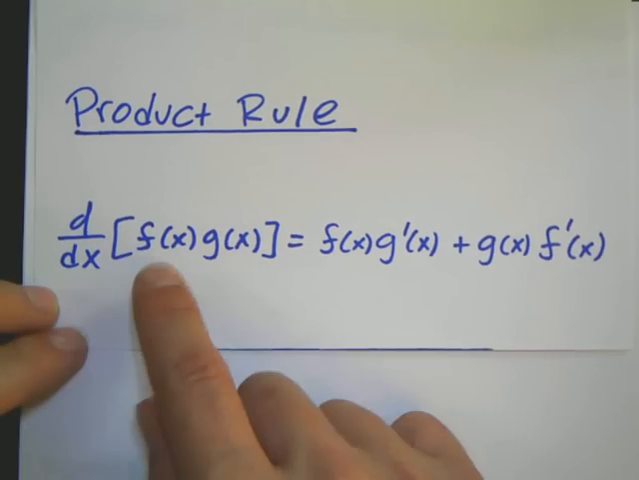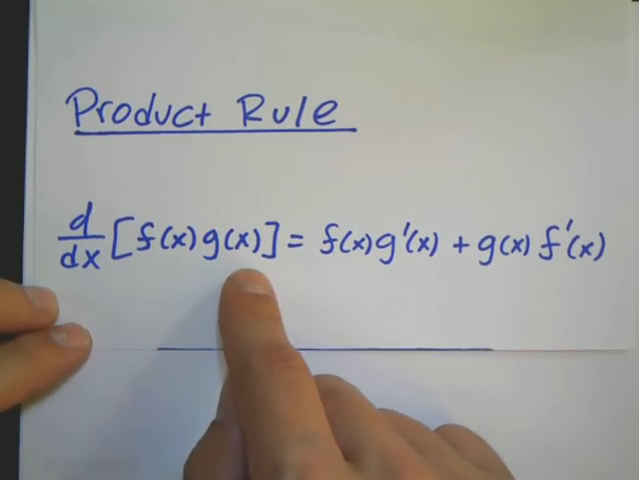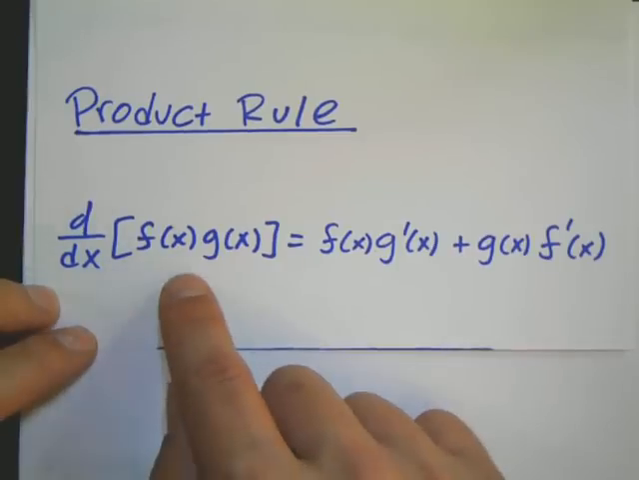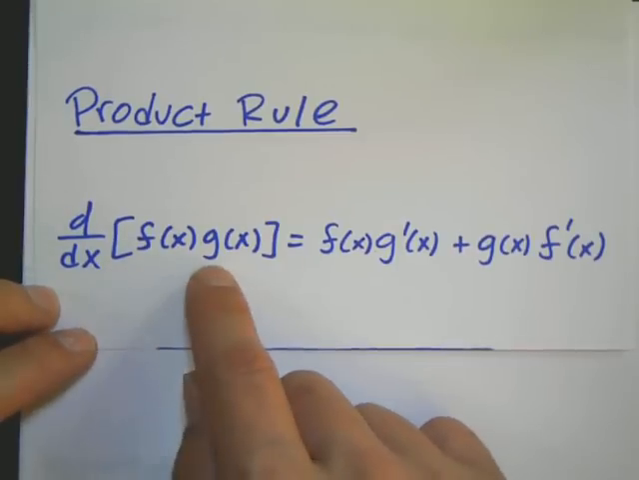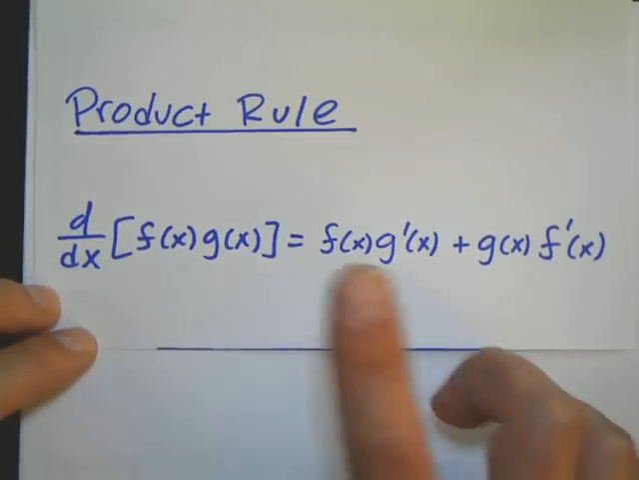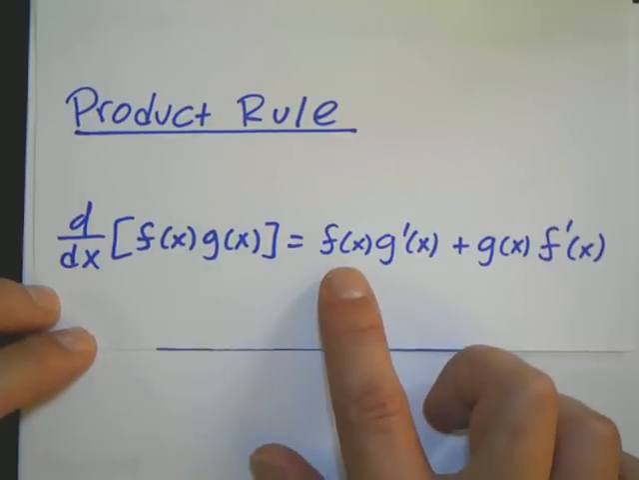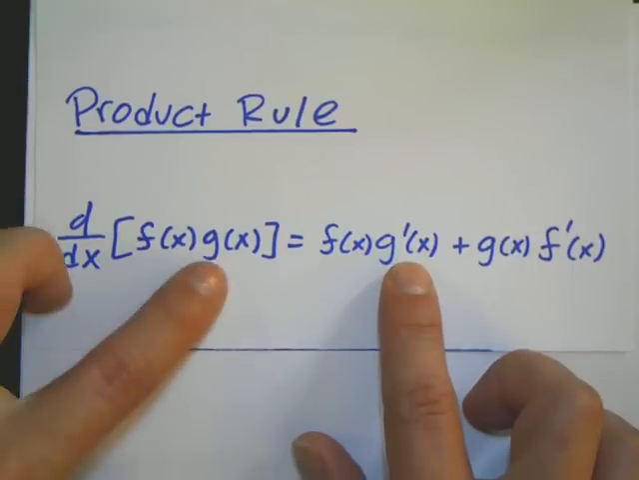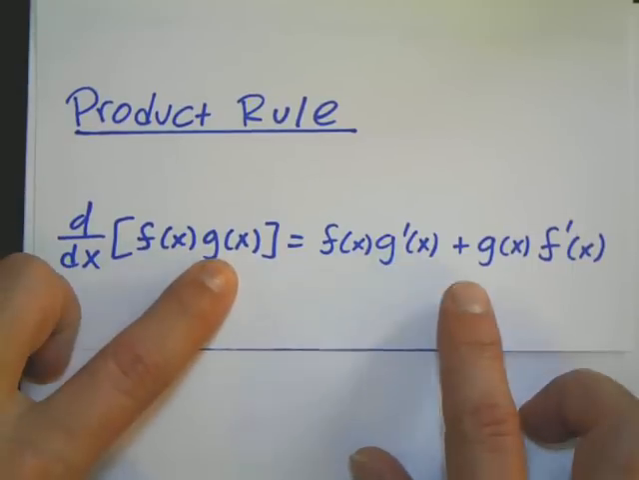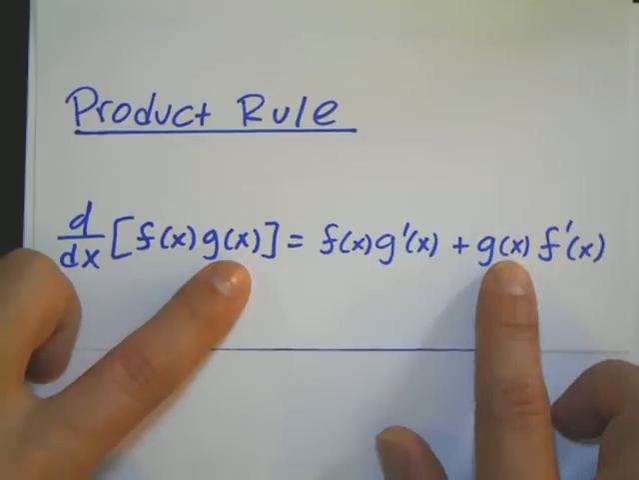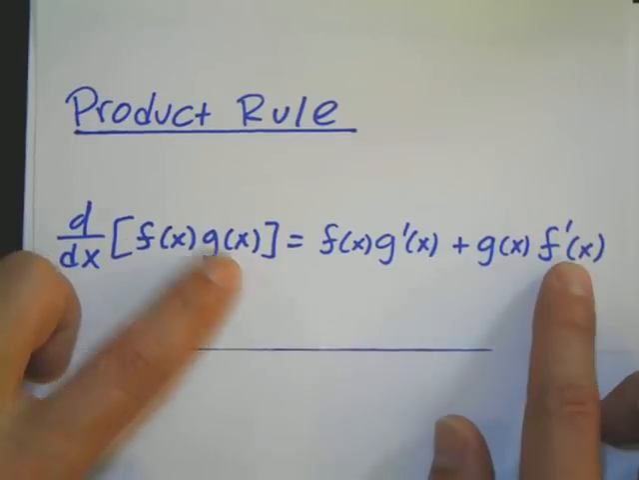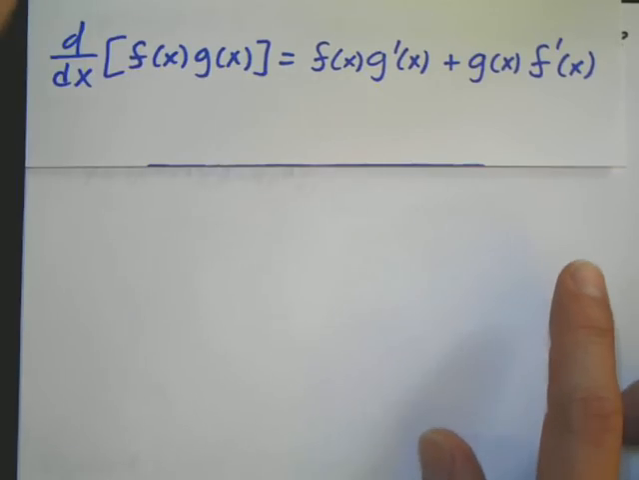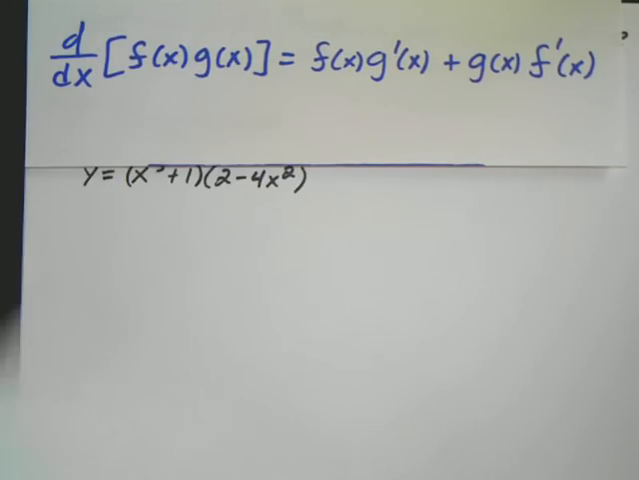So whenever you want to multiply two separate functions and find the derivative of that, it's not as easy as just multiplying each individual derivative. You have to follow this rule, which says keep the first function the same. You multiply that by the derivative of the second function. Then you add the second function and multiply it by the derivative of the first function. And we'll work through two examples using the product rule.